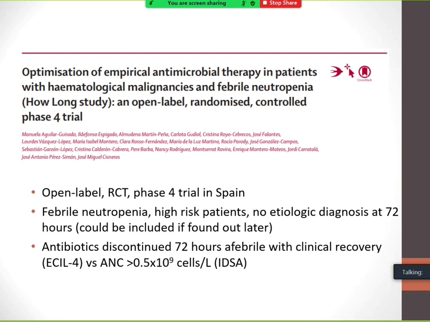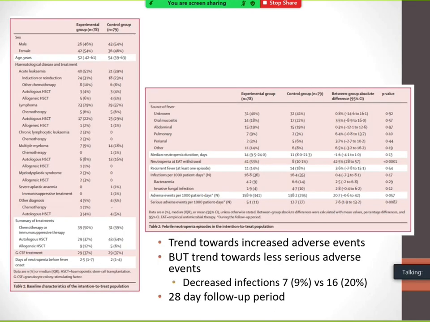They basically took those ESIL-4 guidelines from 2011 and said, if you are afebrile for 72 hours, you're doing well, we're going to stop antibiotics, versus waiting until your neutrophils recover, which is more of the IDSA traditional way of doing it. So a lot of stuff here. I won't go too far into the weeds, but obviously there were more patients who were neutropenic when they stopped antibiotics in the experimental group that was stopping antibiotics then.